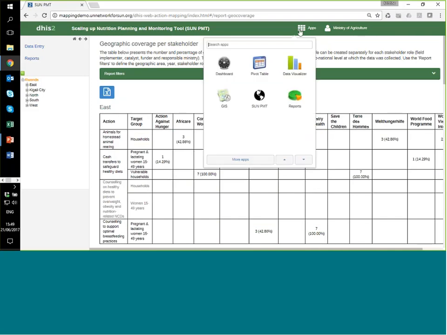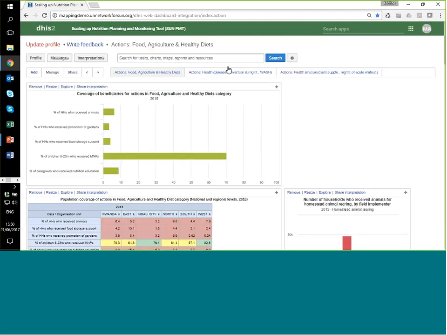The next aspect of DHIS that I want to show you, beyond the special reports, are the several other types of data visualization available, all of which can be added to a dashboard, which is where we'll begin. And these dashboards can be fully customized by the country. In the demo, we have organized the dashboard by actions belonging to different thematic areas. Here, we are looking at the dashboard for actions related to food, agriculture, and healthy diets.